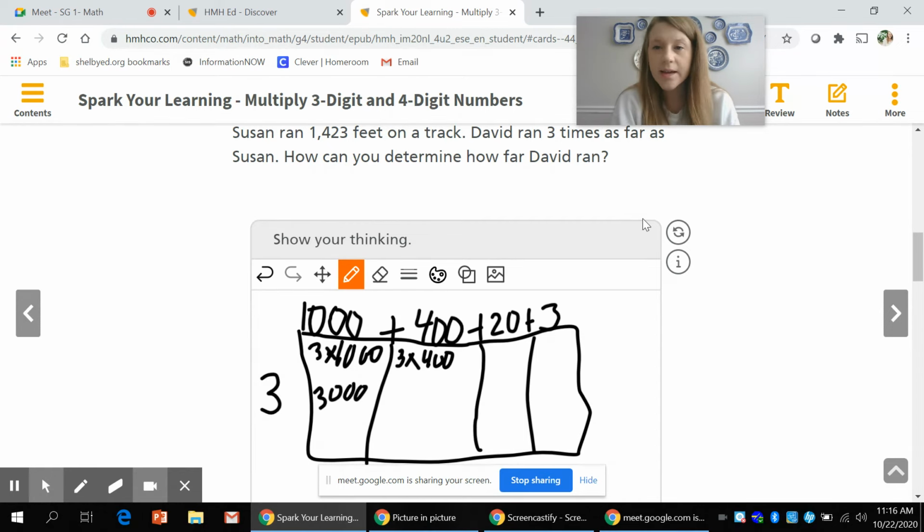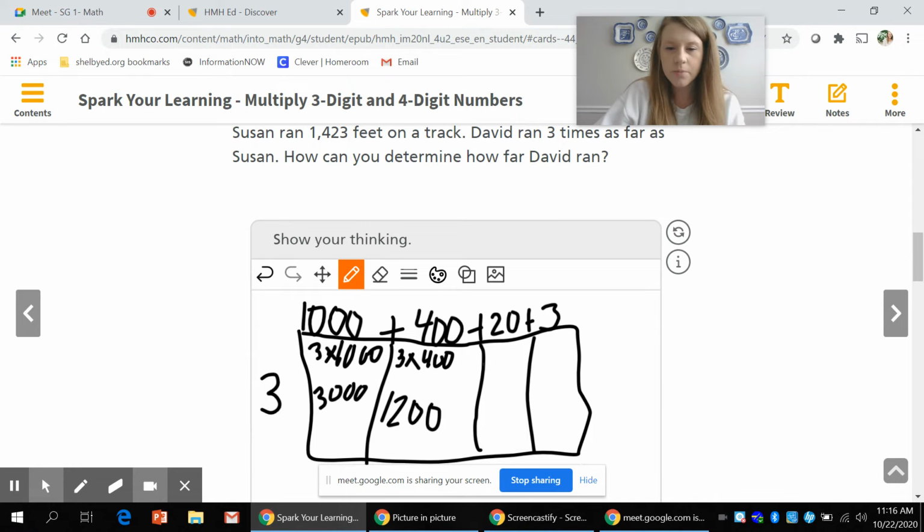So what's our basic fact to help us solve this one? 3 times 4, which is what? 12. Good. And then how many zeros do we put on the end? There's 2 right here. There's not any after the 3, so it's just 2. 1, 2.